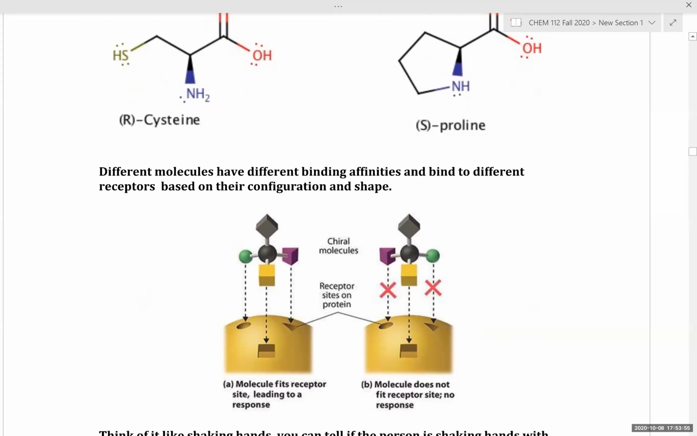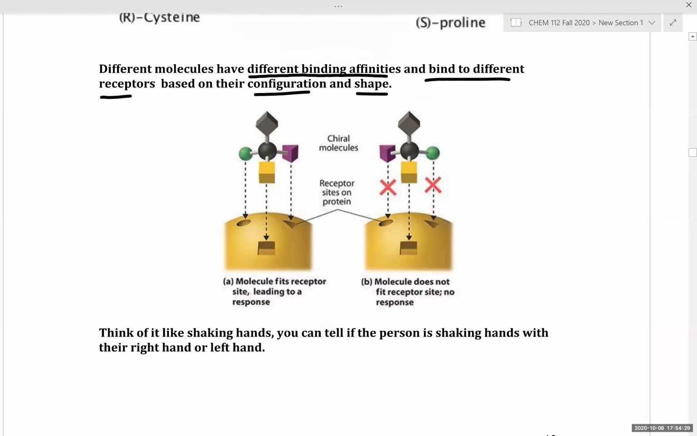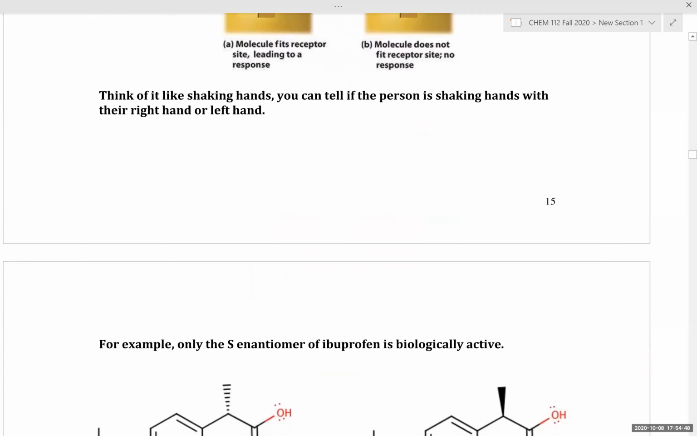Different molecules will have different binding affinities and bind to different receptors based on their configuration and shape. So, with that in mind, if we as chemists are designing and synthesizing molecules with the goal of affecting a unique biological response, we want to be able to determine the purity of our sample and the amount of each enantiomer present. You can think of this receptor analogy sort of like shaking hands. You can tell intuitively whether you're shaking hands with someone using the right or left hand, because that interaction depends on the shape and orientation of each hand. Okay, so that's the pitch for why this idea is important.